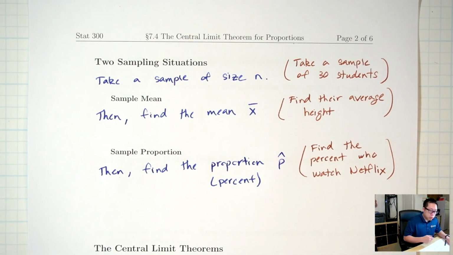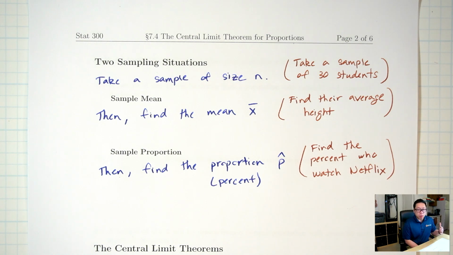Now, the proportion situation should sound a little familiar, right? In chapter 6, when we talked about the binomial situation, we asked a similar question, right? In that section, we also took a sample of 30 students. But the difference was, in that section, we asked the question, how many students? How many students watch Netflix? Which is a slightly different question than what percent watch Netflix. So in the binomial situation, when we ask the question, how many students, the possible answers there should just be whole numbers, right? It doesn't make sense to have 5.313 students watching Netflix. So that was a discrete situation.